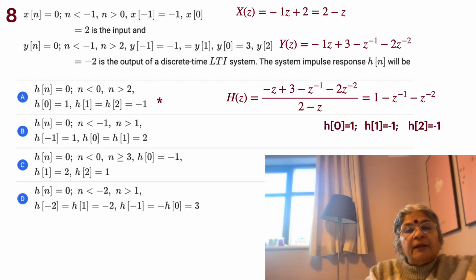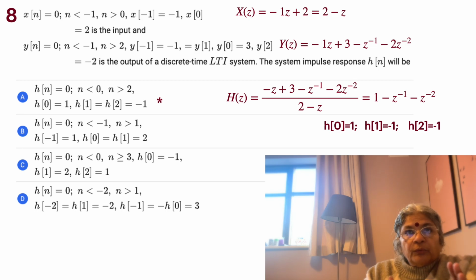Once you do that, you must remember that you have to divide the numerator by the denominator, and the order needs to be appropriate such that a causal signal comes out of it, because it's a linear time invariant system, so it has to be causal. So we see that it's the same as 1 minus z raised to minus 1 minus z raised to minus 2. So the amplitudes are important, and also the time at which they occur. At n equal to 0 we have 1, at n equal to 1 we have minus 1, at n equal to 2 we have again minus 1.